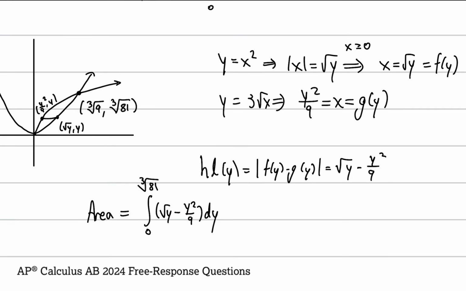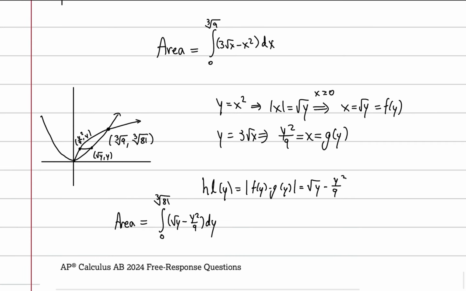And remember, we're integrating this horizontal length from 0 to our y, which in this case is the cube root of 81. And we note here that we're computing the same area in two different ways. So this result up here should just be equal to this result down here, assuming we integrate it.